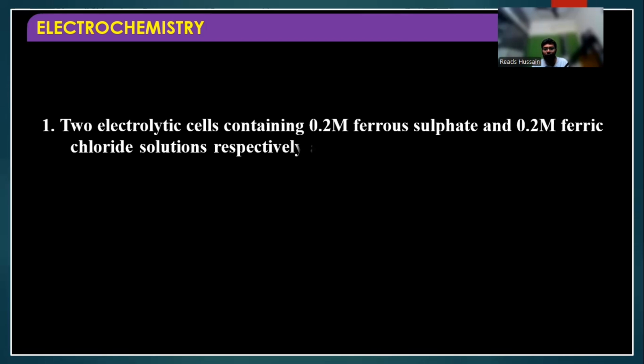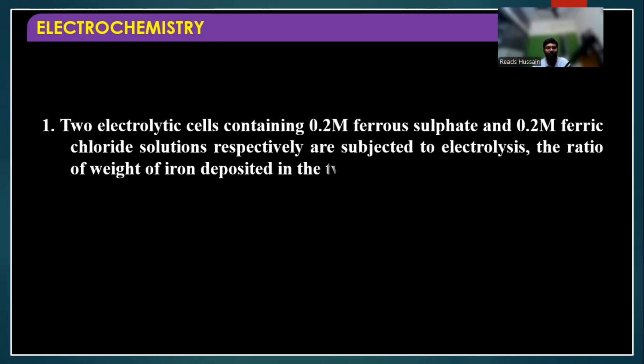And just for 4 or 5 minutes, after that, we'll conclude the class. The two electrolytic cells containing 0.2 M, means molarity, concentration, ferrous sulfate and 0.2 M ferric chloride solutions. See here, small difference, ferrous sulfate, ferric chloride. What is the difference between ferrous and ferric? Concentrations are same, 0.2, 0.2. Ferrous means Fe plus 2. Ferric is Fe plus 3. Means valency of ferrous iron is 2, ferric valency of iron is 3. Valencies are different, right?